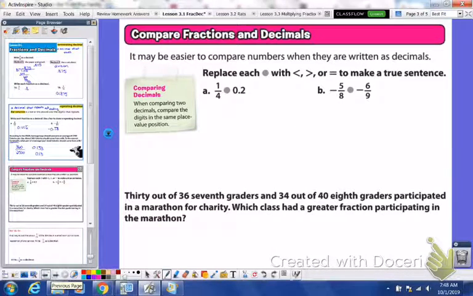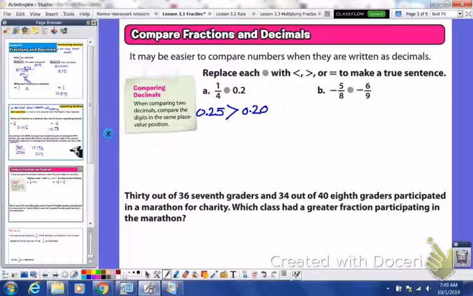Comparing fractions and decimals. So it may be easier to compare numbers when they are written as decimals. It's very hard to compare a fraction and a decimal, and sometimes the fractions are hard to compare as well. So 1/4, we're going to convert this to a decimal. 1 divided by 4 would be 0.25 compared to 0.2. Well, I see I have a 5 here. This would be a 0 if I continued them. So 25 hundredths are more than 20 hundredths. So we have greater than.